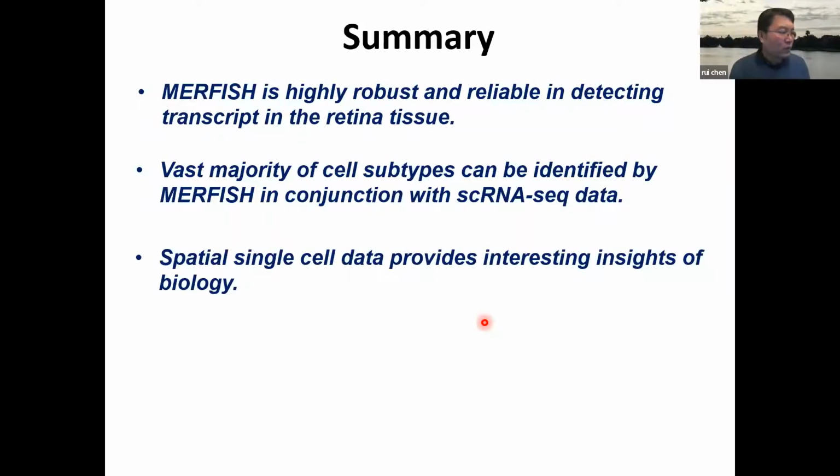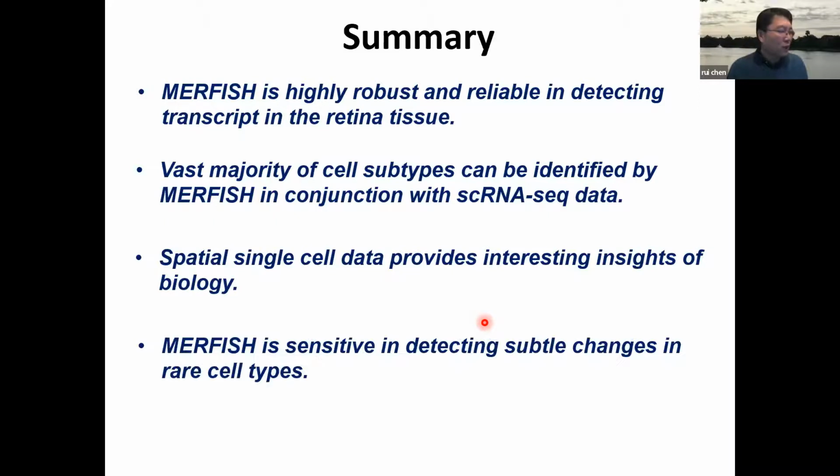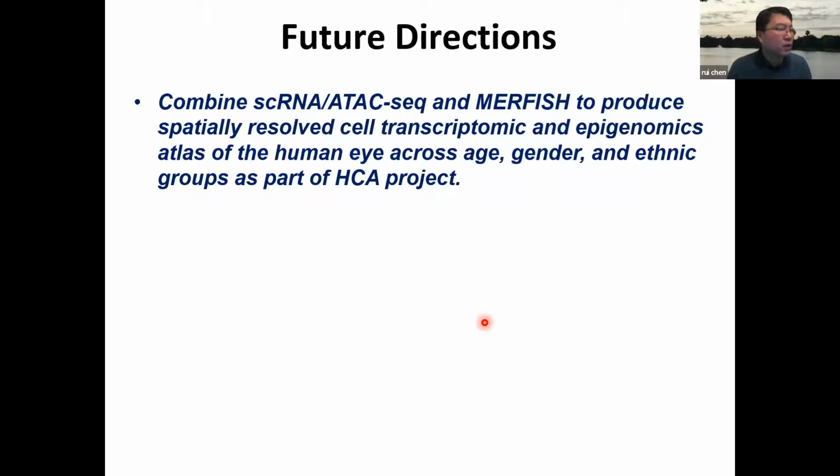We feel that we do start learning some interesting insights of biology once we have single cell spatial data available. And I think this MERFISH is not only robust, but very sensitive in detecting very subtle changes in unique cell types in our data. So for us, we're currently working on combining single cell RNA-seq and ATAC-seq with MERFISH to produce this atlas map for the human.